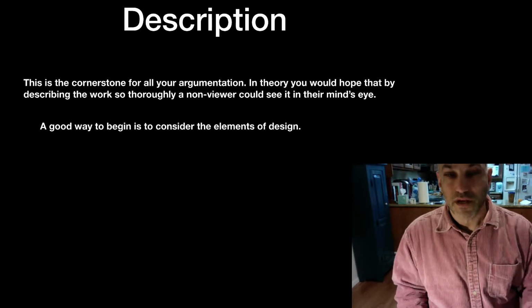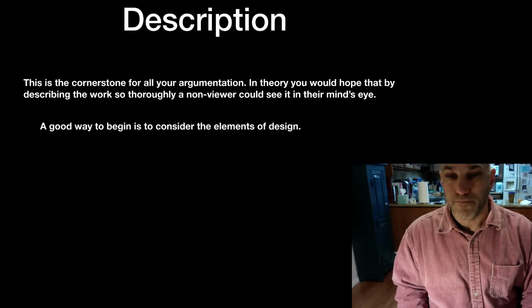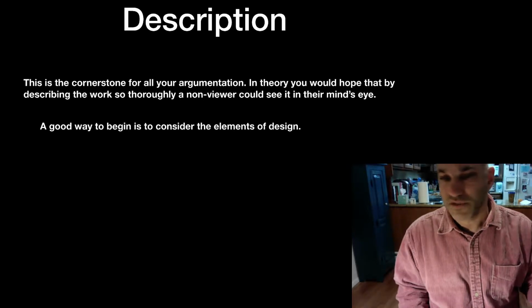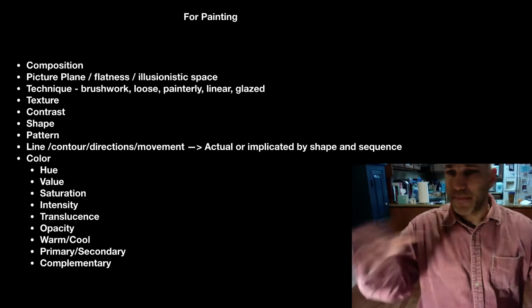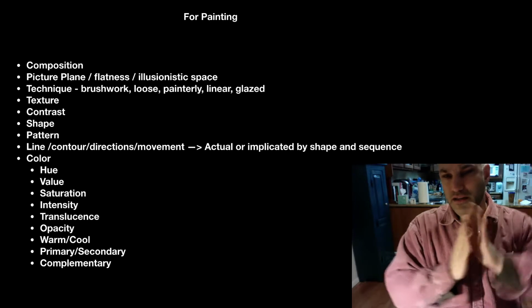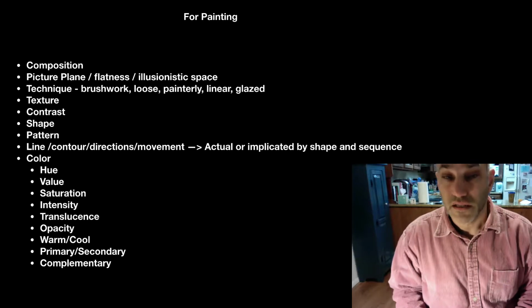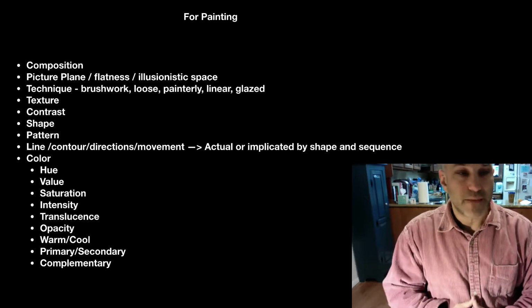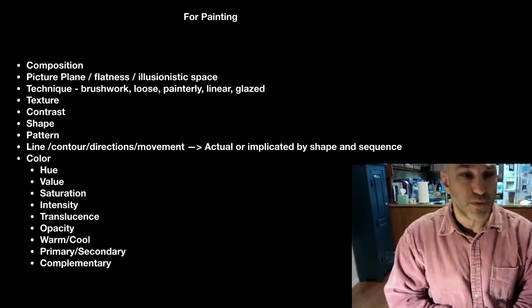I'm going to go through a bunch of the elements of design. You can find a lot of different lists of elements of design. This is a pretty comprehensive one, but there's still others that you'll find you use. For painting or 2D work in general, composition, the picture plane, right? Is it like the Renaissance, illusionistic? Is it linear perspective? Is it very flat? As we look at a lot of this abstract work, we see a lot of flattening of the picture plane.